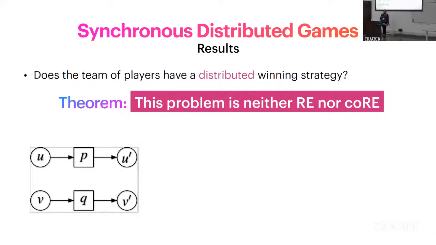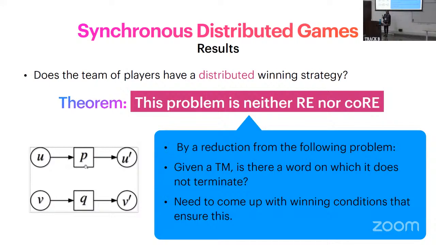And the question is, given some omega regular winning condition here, do these 2 players have a distributed winning strategy? And this is neither RE nor co-RE. We give a reduction from this particular problem: given a Turing machine, is there a word that does not halt? The existential non-halting problem, which is neither RE nor co-RE, by Rice's theorem.